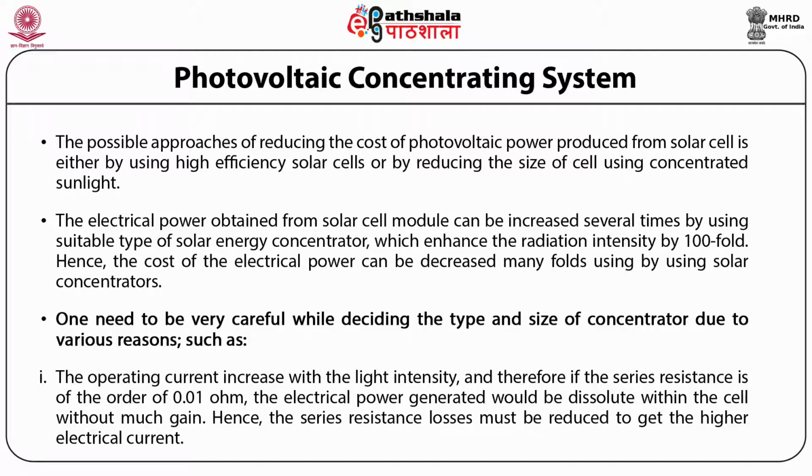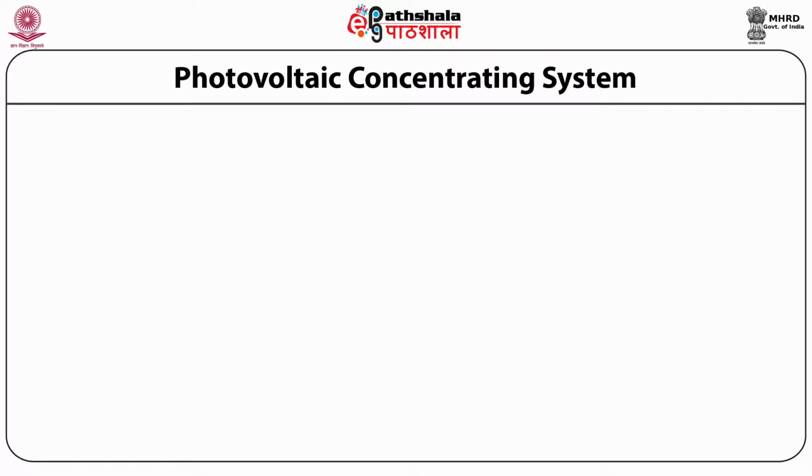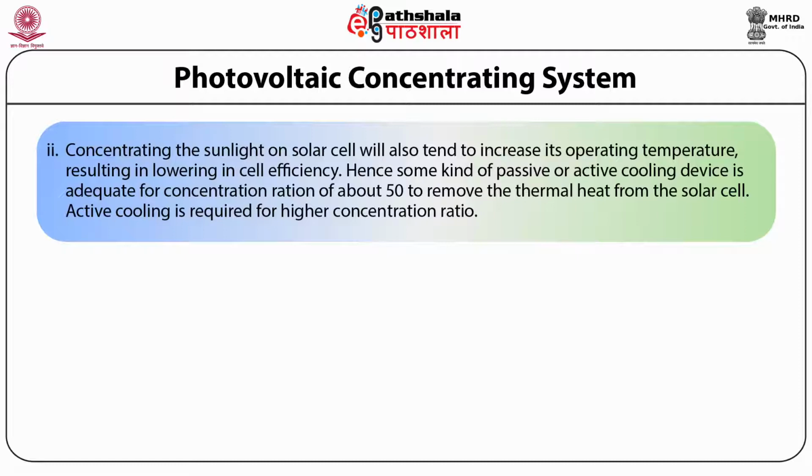Hence, the series resistance losses must be reduced to get the higher electrical current. Second reason is that concentrating the sunlight on a solar cell will also tend to increase its operating temperature, resulting in lowering in the cell efficiency. Hence, some kind of passive or active cooling device is adequate for the concentration ratio of about 50 to remove the thermal heat from the solar cell. So the active cooling is required for higher concentration ratio.